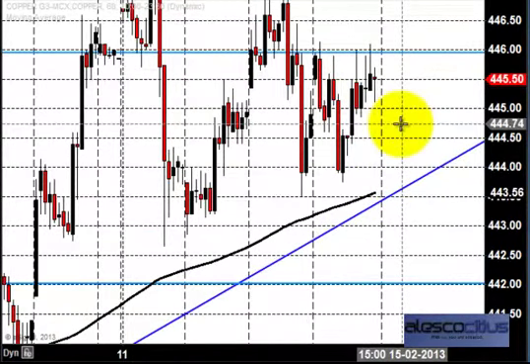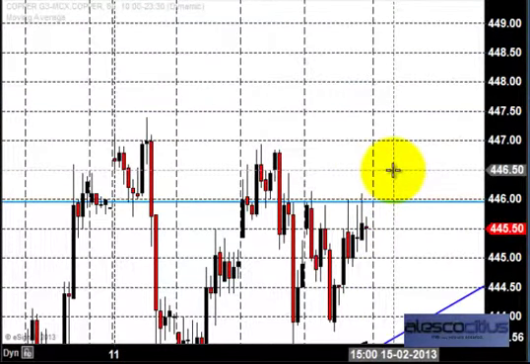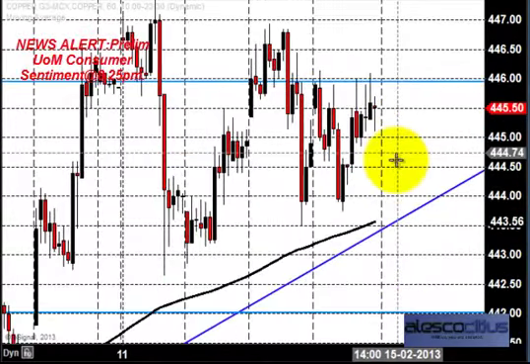So let us see what's going to happen during the trading session. And today if the price breaks 446, we are expecting 452 as the next zone. So let us see what's going to happen.